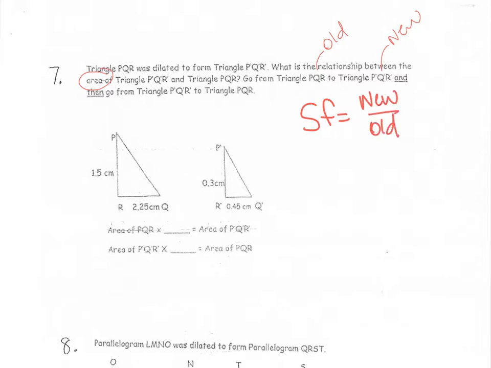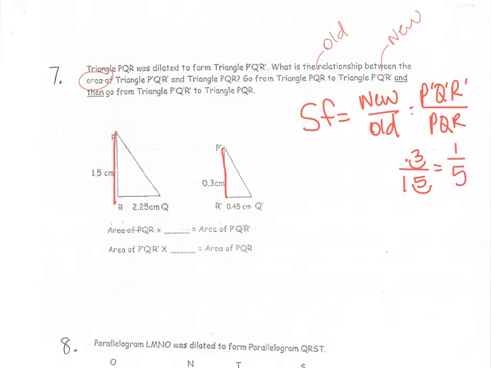So we're going to take P prime Q prime R prime over PQR. So I'm just going to pick a side on the prime triangle. I'm going to pick the 0.3 over the corresponding side on the triangle that's not prime, so 1.5. If I put this in my calculator, or even if I moved my decimals, I could see that this is 1 over 5.